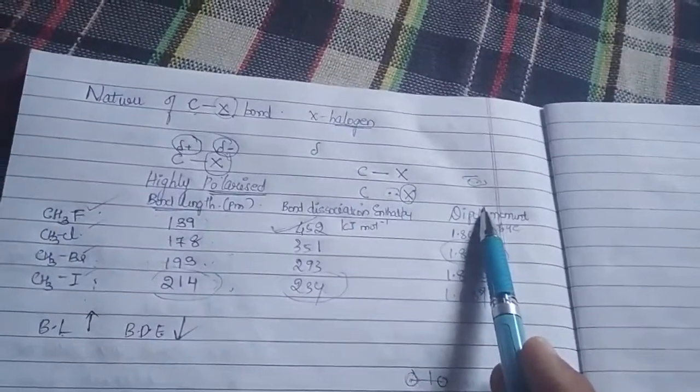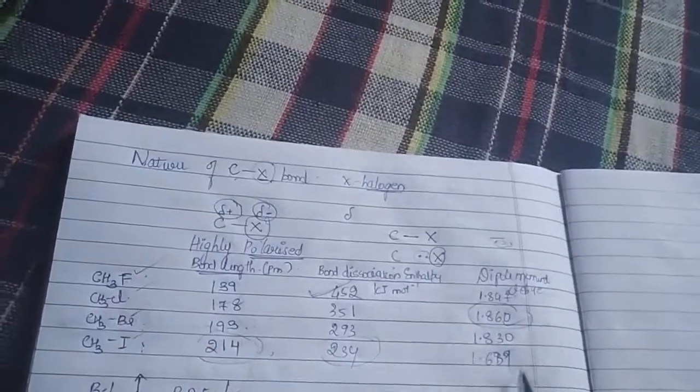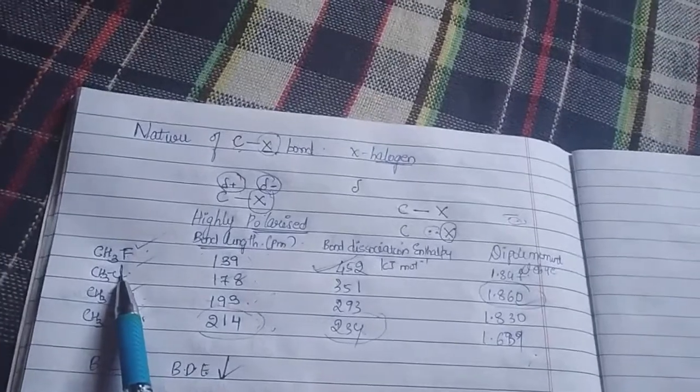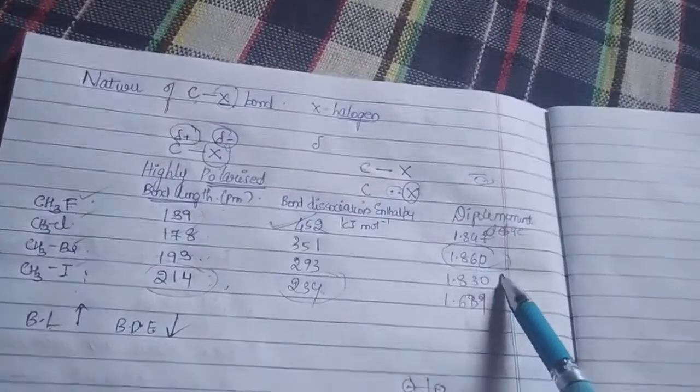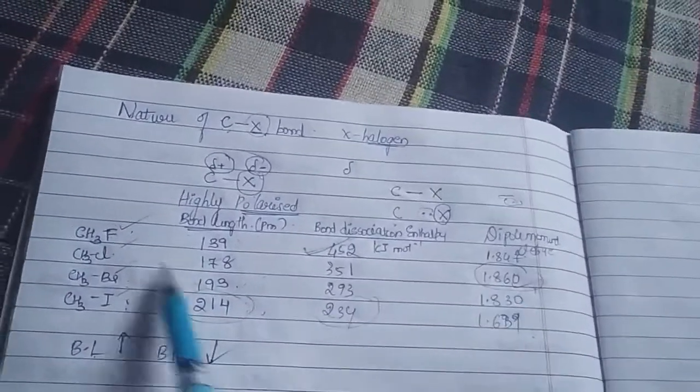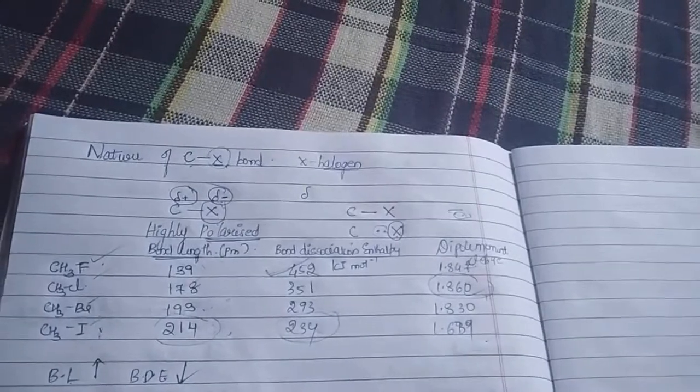Coming to the dipole moment, the general trend is what? Of course, the dipole moment is also decreasing, but there is quite an anomalous behavior shown by chlorine, that it is somewhat increasing, and it is mainly because of the highest polarizability of chlorine in methyl chloride.